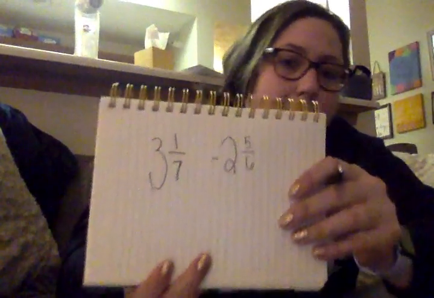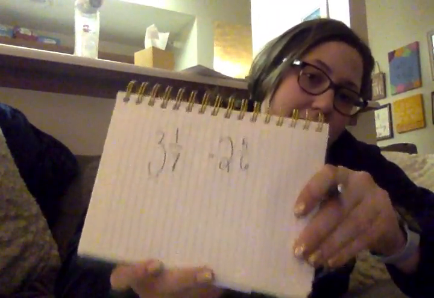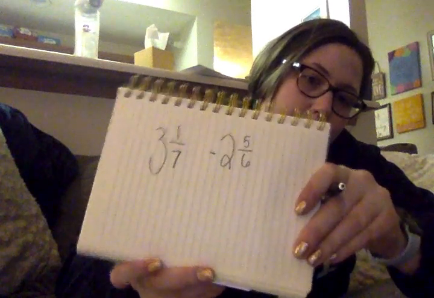I can actually break this down into 4 steps. So I'm going to give you the problem. 3 and 1/7 minus 2 and 5/6. So this is the problem we're going to do: 3 and 1/7 minus 2 and 5/6. Copy it down.